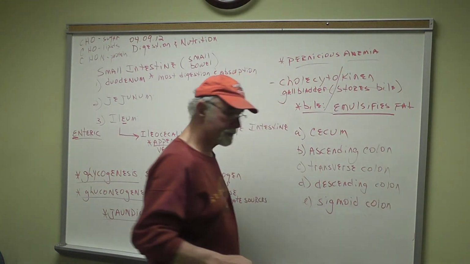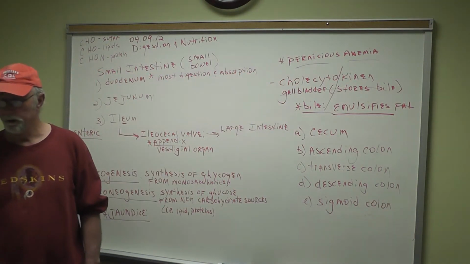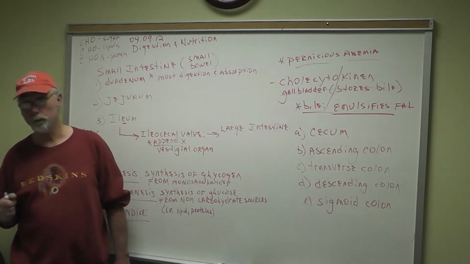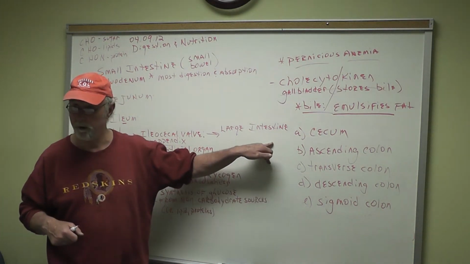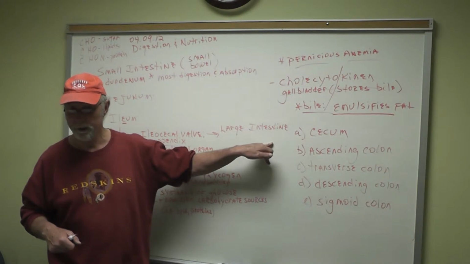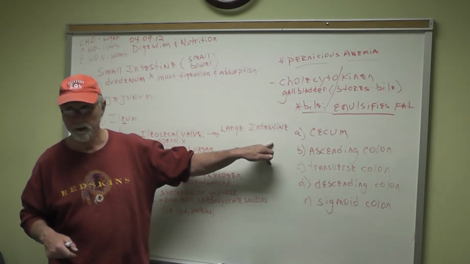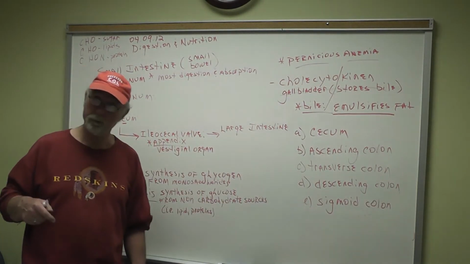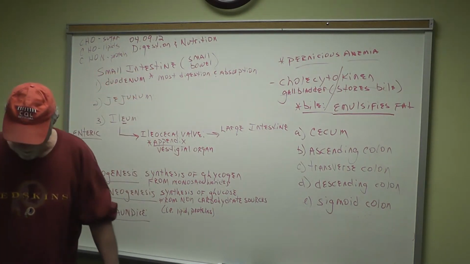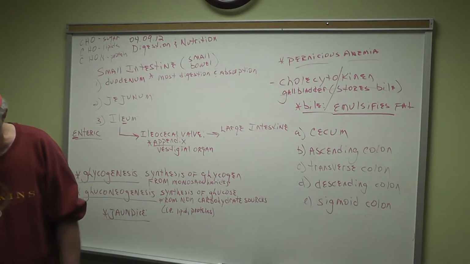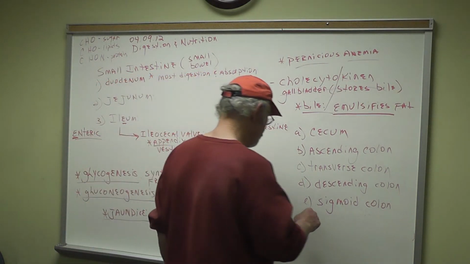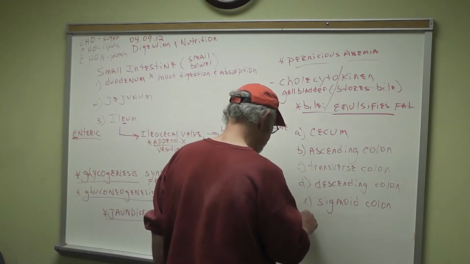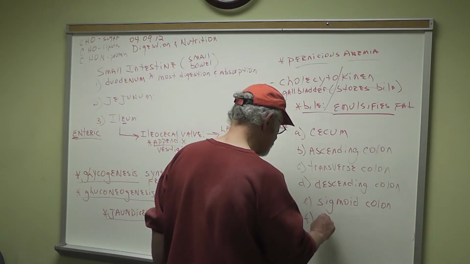You may have heard of a procedure called a sigmoidoscopy. If you haven't had one done, you should, or a complete colonoscopy, recommended after the age of 50. I should have another one done. I had one done 10 years ago. All right, so after the sigmoid colon, we have the rectum and then the anus.